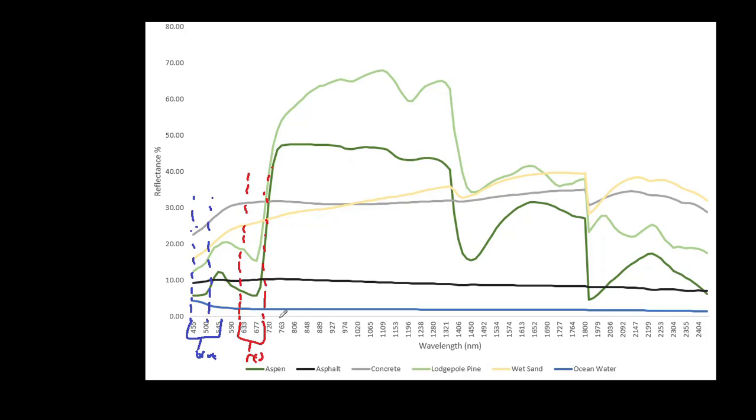Right. So then as we move along, we start getting into the near infrared, and then we start getting into shortwave infrared, and you can see that we have this huge spike in vegetation. Let's use purple. So going from here to here, there's this huge spike in reflectance in vegetation. And this huge difference right here, this is called the red edge.